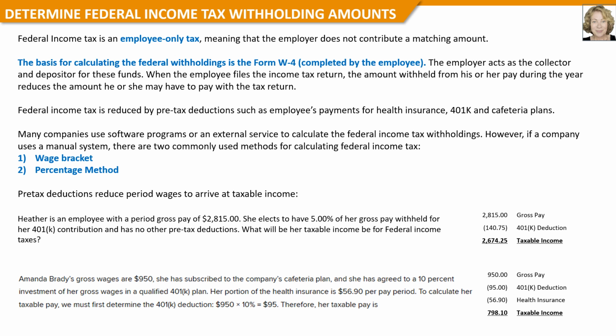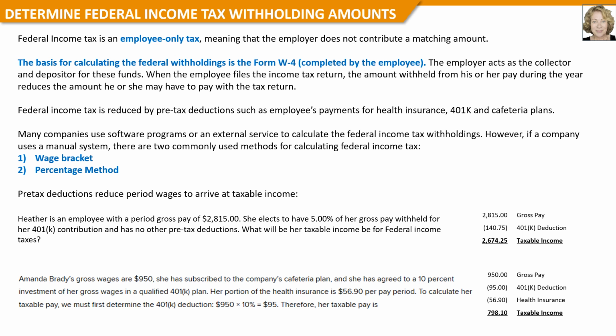This is an employee-only tax, which means that the employer does not contribute a matching amount like employers do for FICA tax. The starting point for calculating the federal withholdings is the Form W-4, which is completed by the employee on paper or online. The employer acts as the collector and depositor for these funds. When the employee files the income tax return, the amount withheld from his or her pay during the year reduces the amount he or she may have to pay with the tax return.